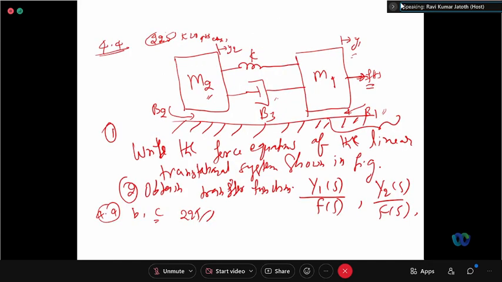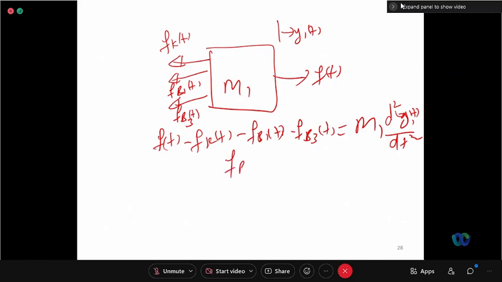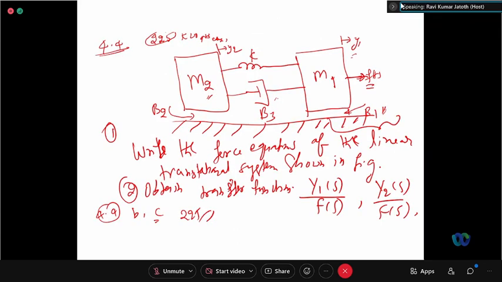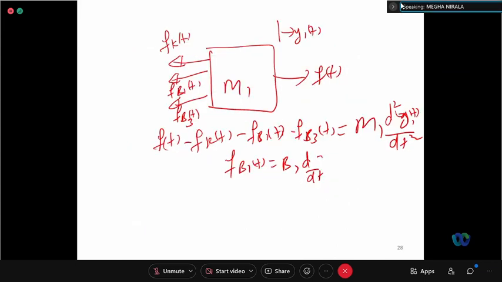What is fb1 of t? Modeling: fb1 of t is equal to b1 into, when a piston is moving in a liquid, how do we model it? It is proportional to velocity, no? So b1 into dy1 of t by dt. Correct, no?